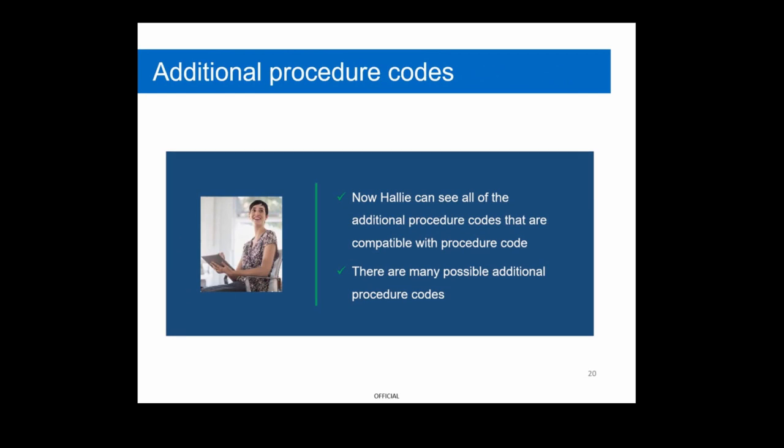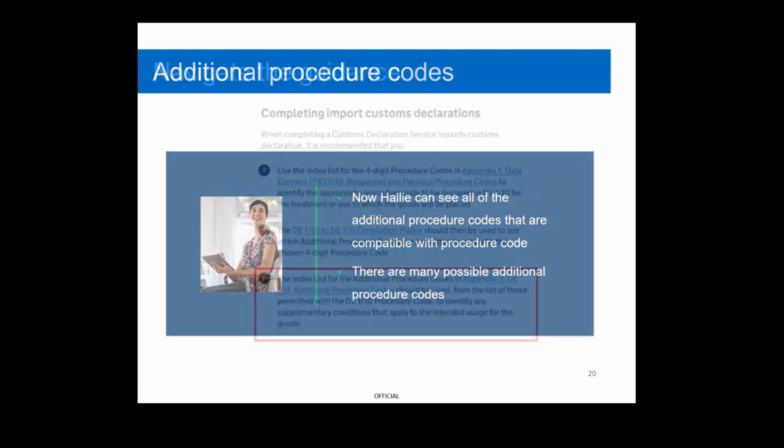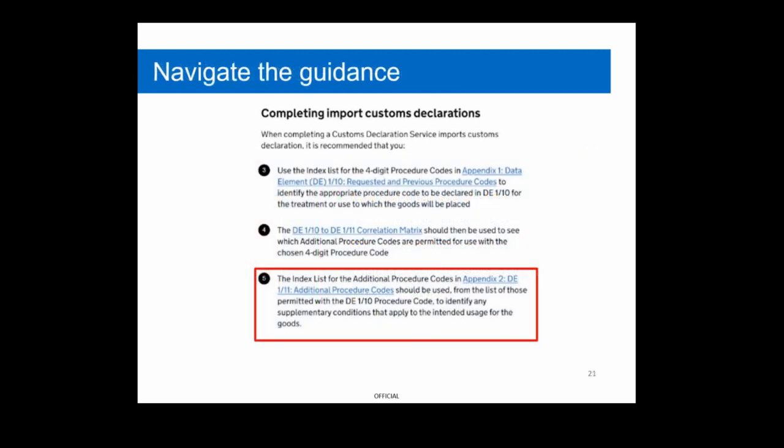As we've seen, there are a lot of possible additional procedure codes. Please note that Hallie will need to refer back to these codes in step 5, where she will identify which additional procedure codes she will need to use in her declaration.